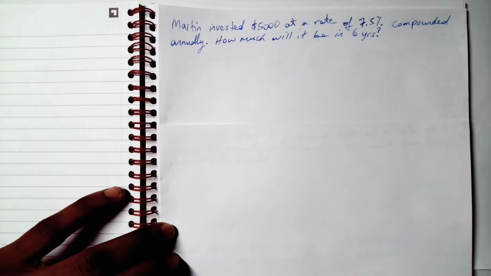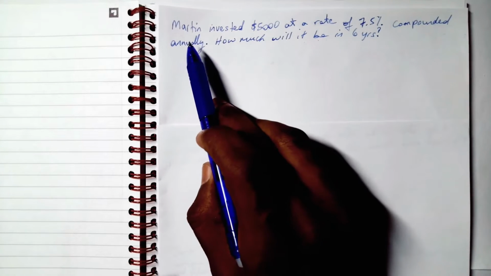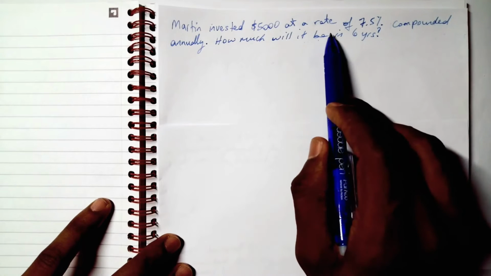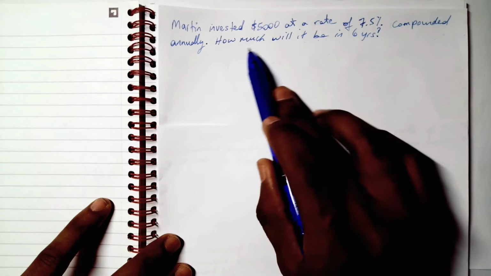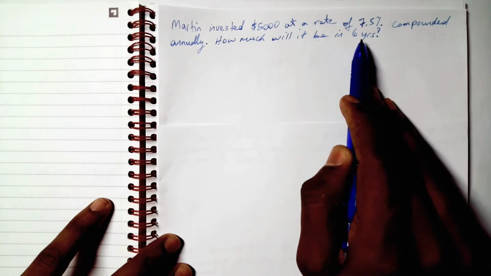All right, so we will now continue with the topic of compound interest, which is a little bit delicate as opposed to simple interest. We have a few questions. Let's get started. Martin invested $5,000 at a rate of 7.5% compounded annually. How much will it be in 6 years?